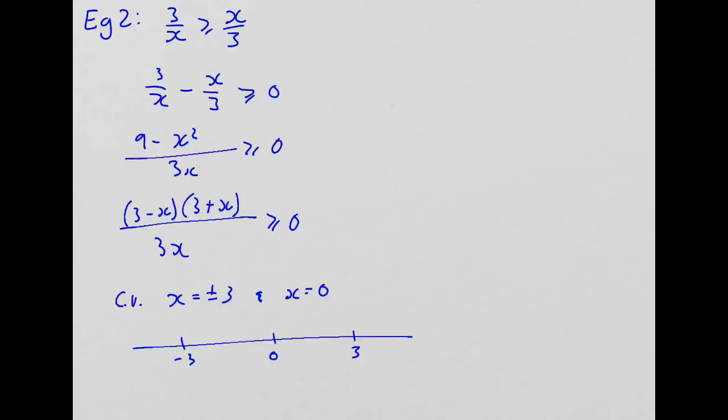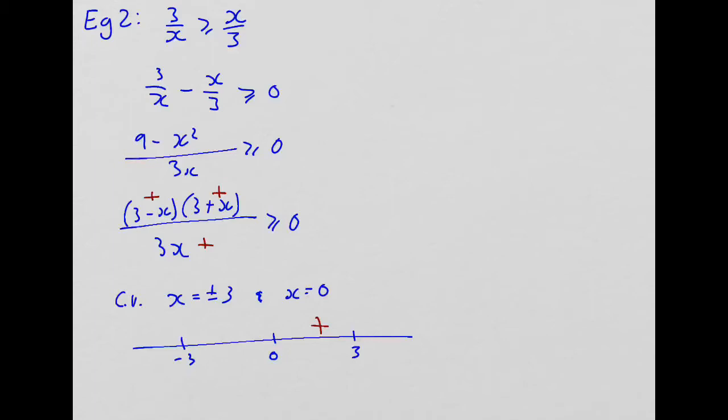Now, if we choose a value in between each of those, let's say I'm going to first look at a value between 0 and 3, which I'm going to choose 1. So if x is 1, substitute it into these three brackets and see what you get. So if x is 1, then 3 minus 1 is 2, which is positive. 3 plus 1 is 4, which is positive. And 3 times 1 in the denominator is 3, which is positive. So we clearly get a positive value there.